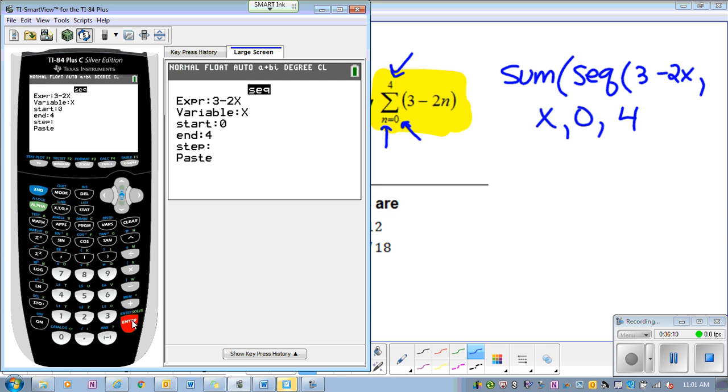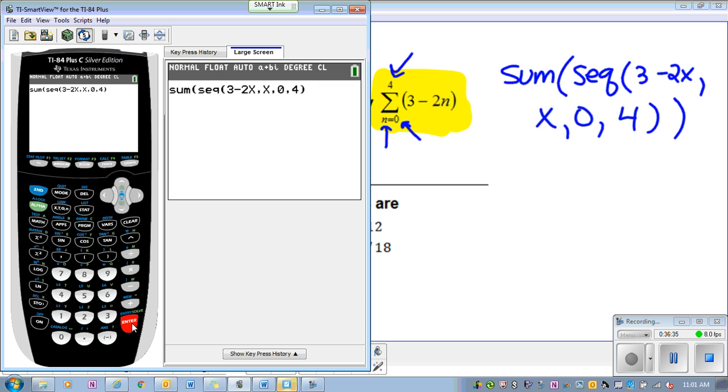You put all of this in. How many parentheses did you open in the beginning? 2, so you have to close, close. If you open 2, you gotta close 2. And if yours looks like mine, just go to paste and it'll plug it all in for you. So it should look like this. Yeah? Close, close. Hit enter. Get -5.